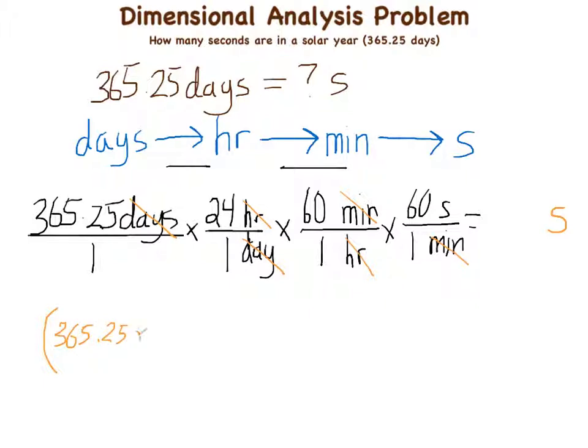365.25 times 24 times 60 times 60. Then I put, so this is everything in the numerator straight across. Close parentheses, then a divide sign, open parentheses, and everything in the denominator, 1 times 1 times 1.